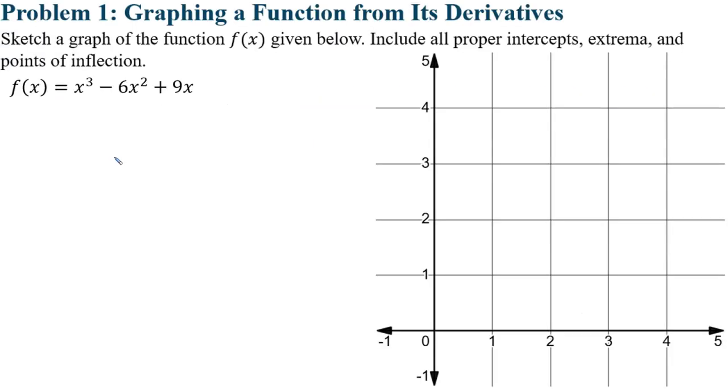All right, we're going to start off with a graphing question. It says sketch a graph of the function f of x given below. So this polynomial here, and include proper intercepts, extrema, as in mins and maxes, and points of inflection. Now, AP exam time, you're not going to get asked to graph an entire function from scratch. You'll be asked things about the function like what are its maximum values or where is it concave down. But probably not going to get asked to put it all together.